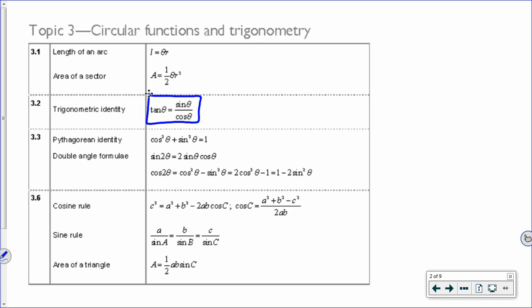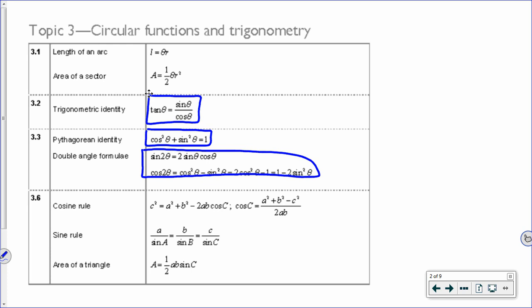We use it in solving equations. If we have a tangent and we don't want to have a tangent there anymore, we could replace it with sine over cosine. And you'll see examples of this later on. We have this Pythagorean identity. I'll show you where it comes from. And then we have these two double angle formulas or double angle identities. And that's it. That's the extent of the identities that we're going to need to know and use.